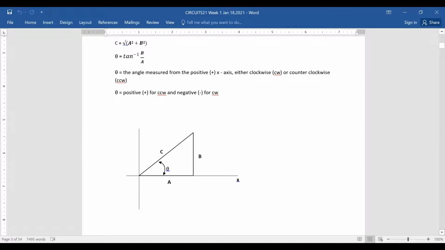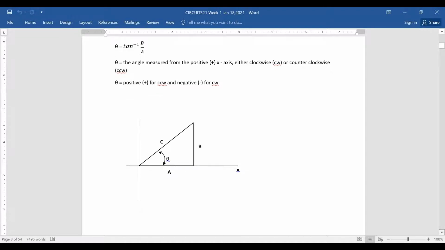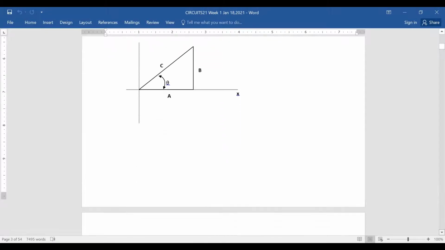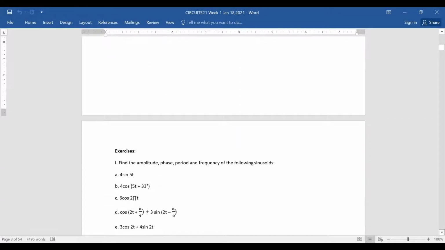So to get the correct answer for our phase angle, we have to use a graphical solution. We cannot rely directly on our calculator to determine the correct angle of our sinusoids if we have a combination of cosine and sine. Later, I am going to tackle that, after some few exercises here.